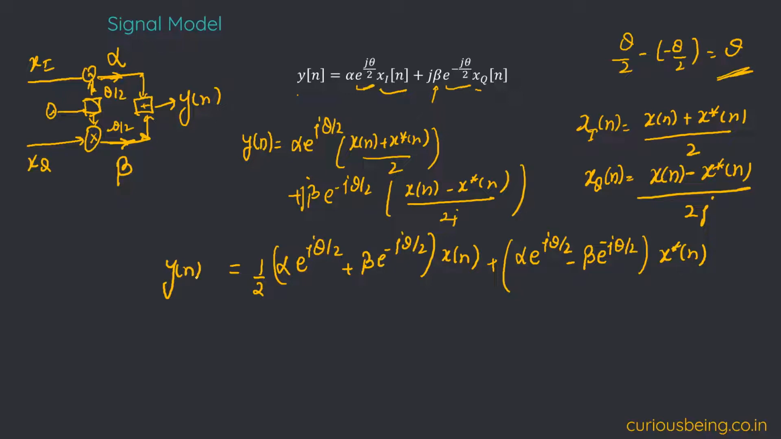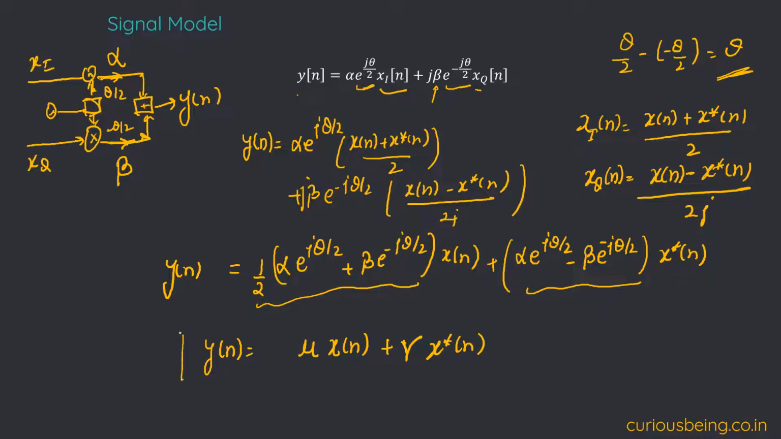So this is y[n]. And just to use some shorthand notation, let's write it as mu times x[n] plus, let's say, can you suggest some other symbol here? Gamma. Perfect. Gamma times x Hermitian or x conjugate. So this will actually be my impaired signal in the time domain.